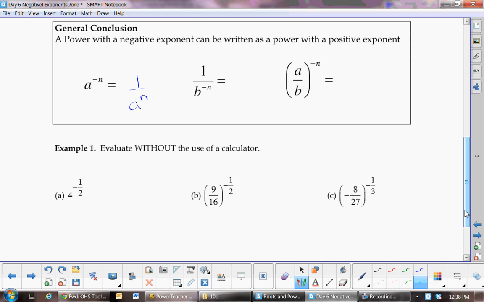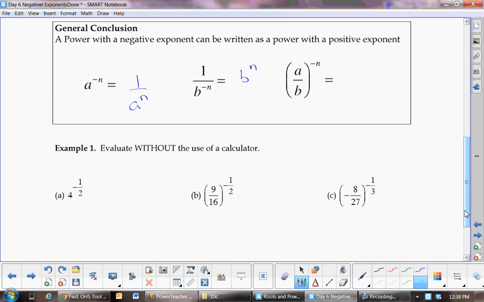How about 1 over b to the negative n? Is it happy downstairs? So how could I rewrite it? Yes? B to the n. You actually just write it b to the n, because over 1, if you want. Okay? Now how about this one?